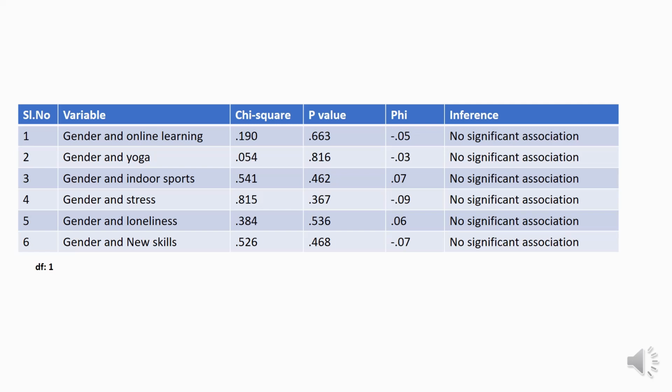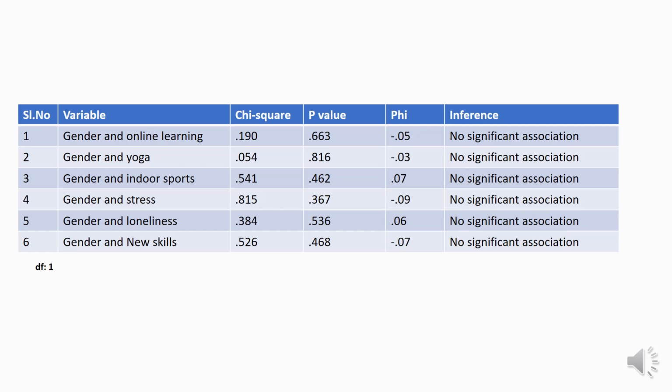You can see that for every combination of gender with the other variables, that is gender and online learning, gender and yoga, and so on. Here the p-value is also called the probability value, and it will always be in the range of 0 to 1. And suppose we want to prove that two variables are actually related.